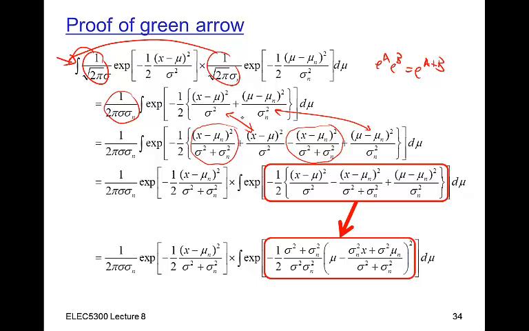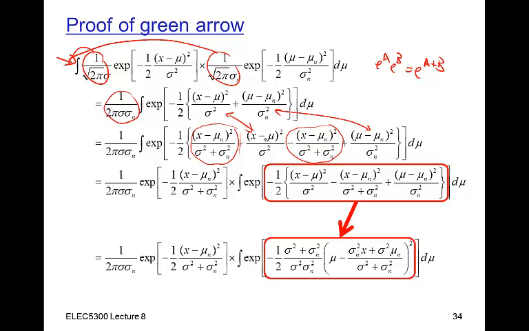But now what I can do is pull out this portion here, because this one doesn't depend on mu. So I can pull that part out over here, and now I'm left with the integral of whatever's left over. So the integral of e to the x minus mu divided by sigma squared, this one here, and then this one here. Okay.